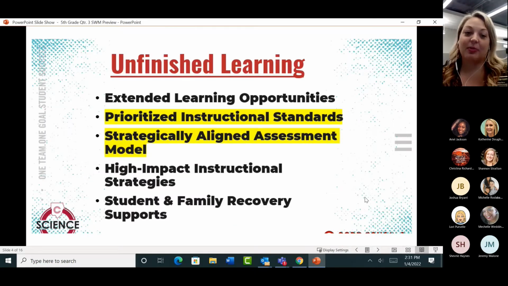These are the district priorities and commitments for this 2021-2022 school year. We're going to be touching on prioritized instructional standards and strategically aligned assessment models today. So when we're talking about these lessons and activities, those are the two commitments that we're going to be hitting on.